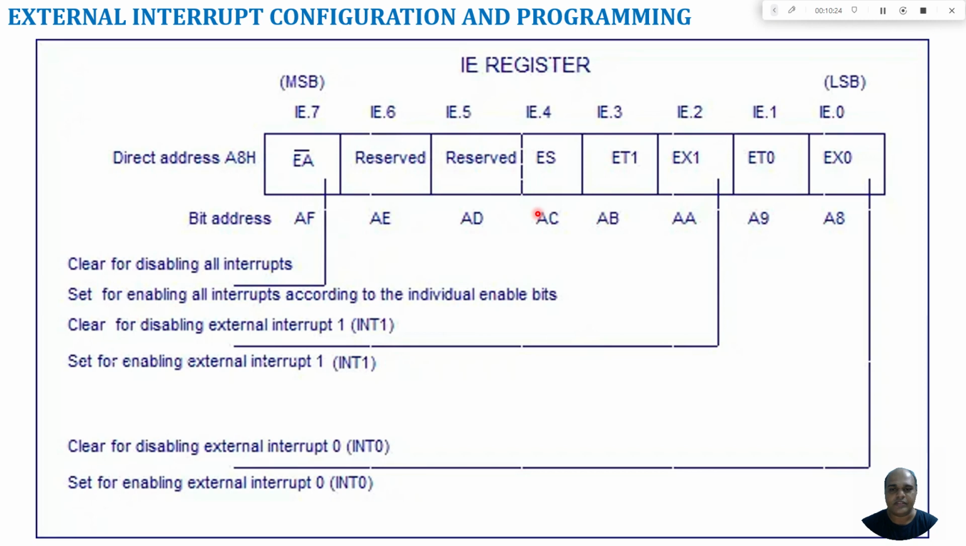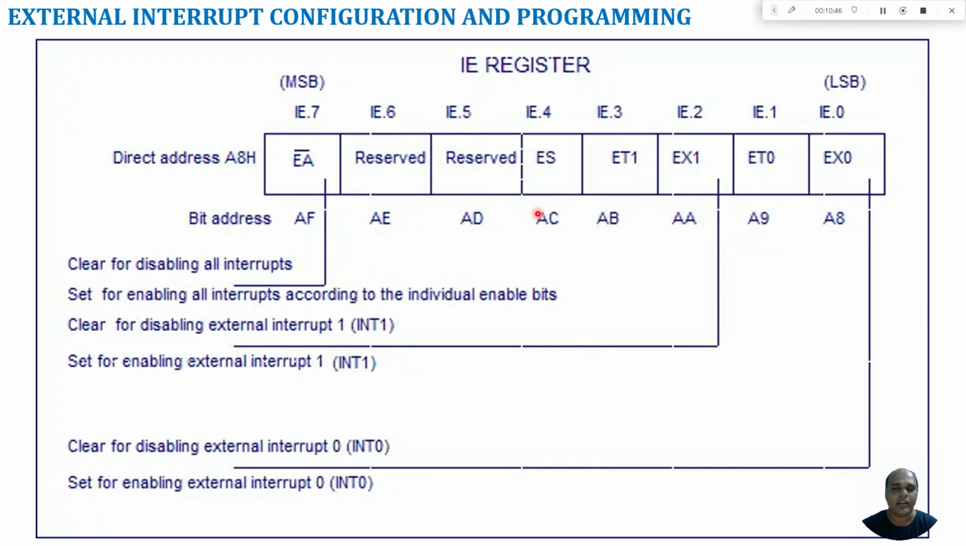Next is your IE register. The IE register is the interrupt enable register. Here you can see bit 0 is EX0, which is a control switch for enabling your INT0. Same way EX1 is a control line for enabling your INT1. And EA is used for enabling all the interrupts.